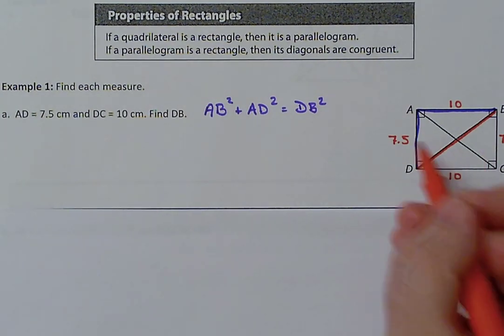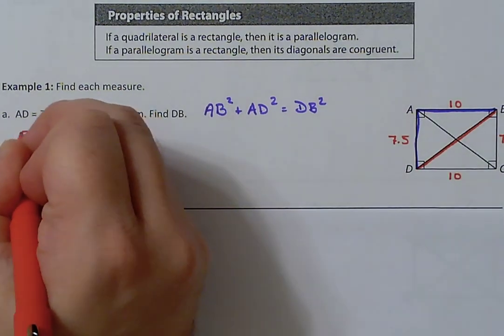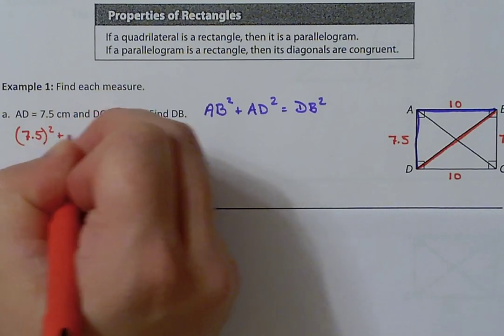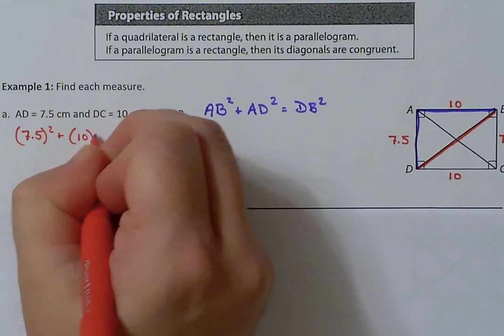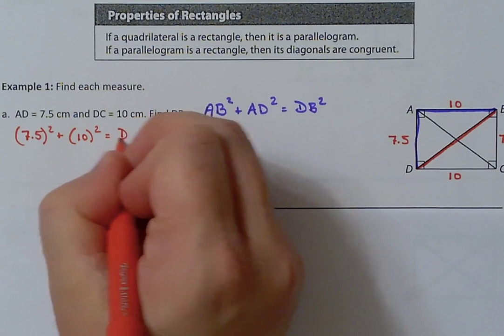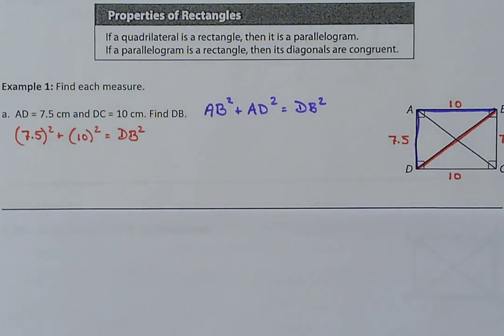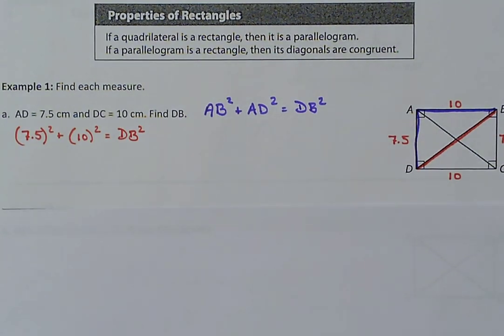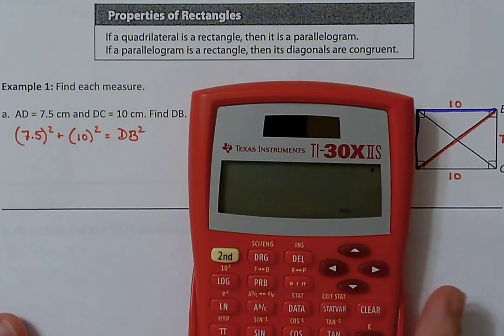So I know that AD is 7.5, so we're going to have 7.5 squared plus, I know AB is 10, so plus 10 squared equals, and we want to figure out what DB is. So that's going to equal DB squared. Then all we have to do is go through and solve. I highly recommend utilizing a calculator because we're using decimals here, and squaring decimals can get a little confusing.